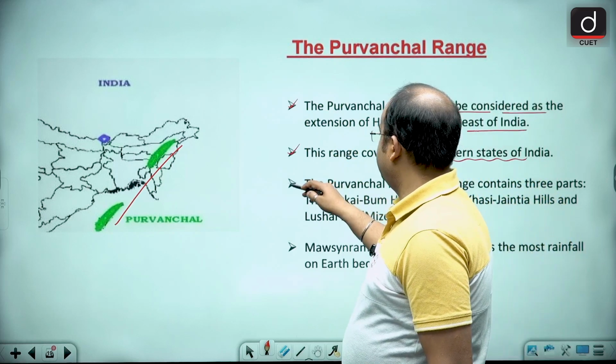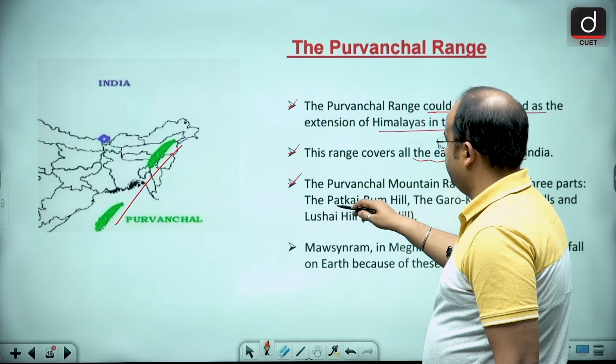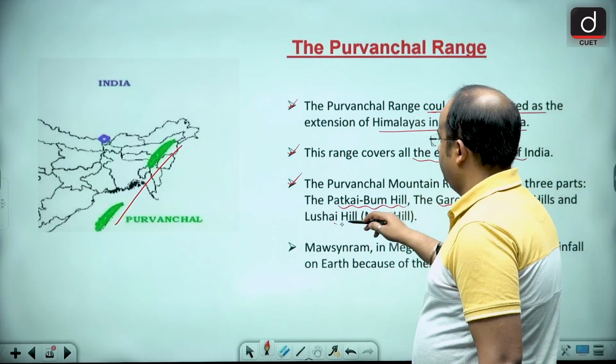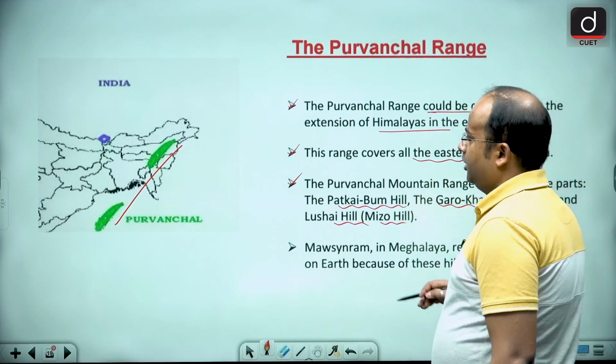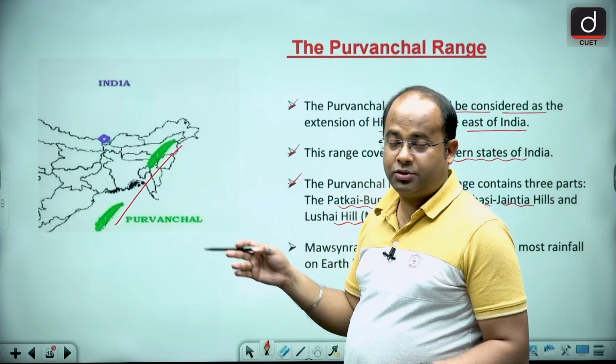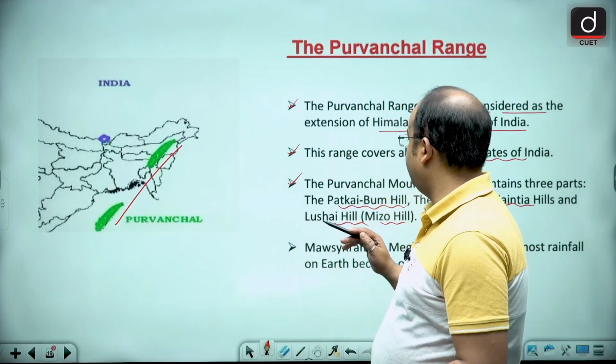Now guys, this Purvanchal range contains three parts: the Patkai Bum hill, the Garo Khasi Jaintia hill, and the Lusai hill, that is called the Mizo hill. So it is Patkai Bum, Garo Khasi and Jaintia. These are the names of the tribes as well, and then we have Lusai.